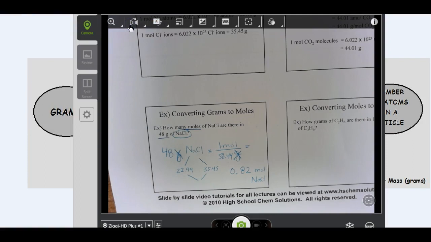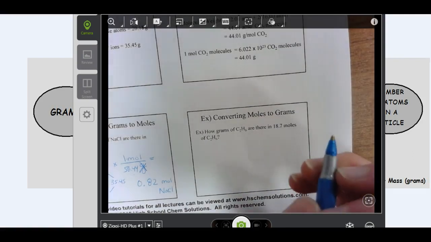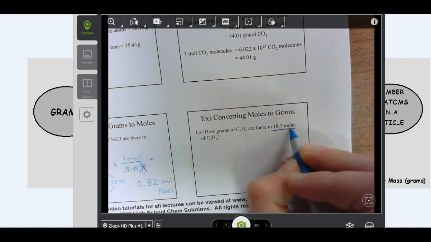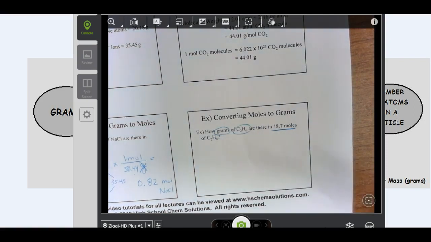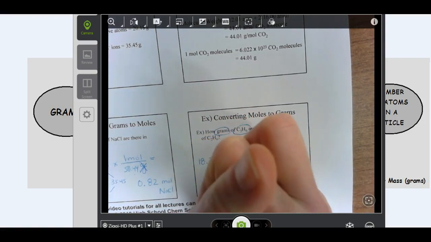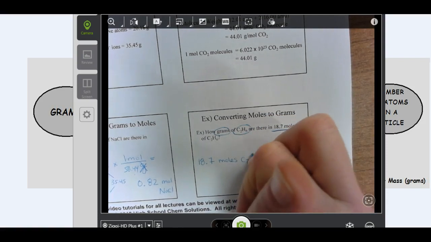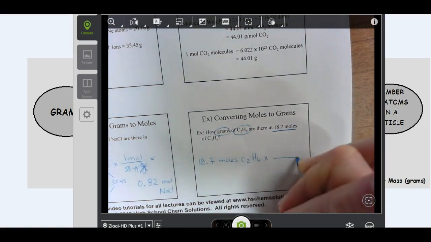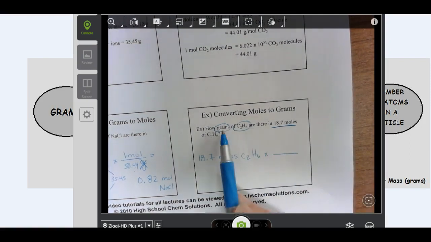Our next example is going to go from moles to grams. How many grams of C2H6 are there in 18.7 moles? So here we have moles, and we're trying to find grams. And this is important. This is the compound. So we're going to write down what we're given, 18.7 moles C2H6 times, and the line. Okay, to remind me I need a conversion factor.